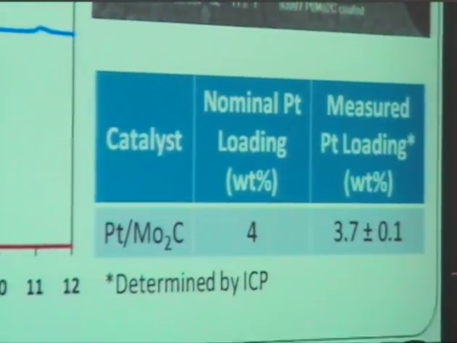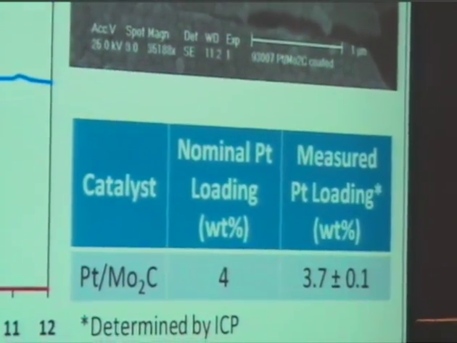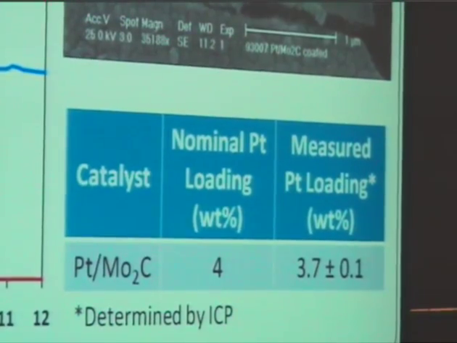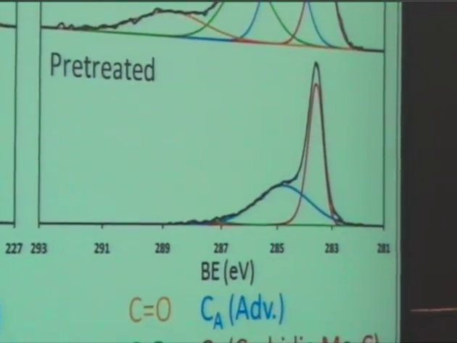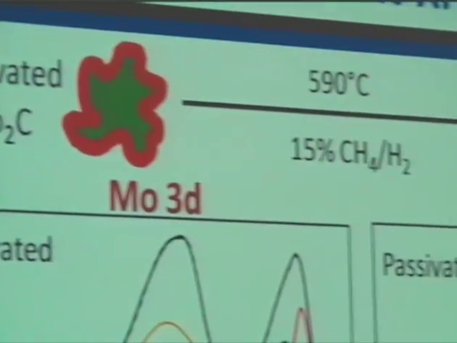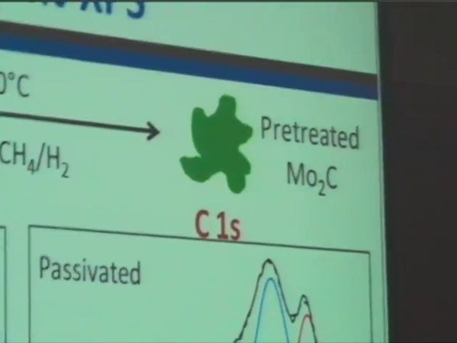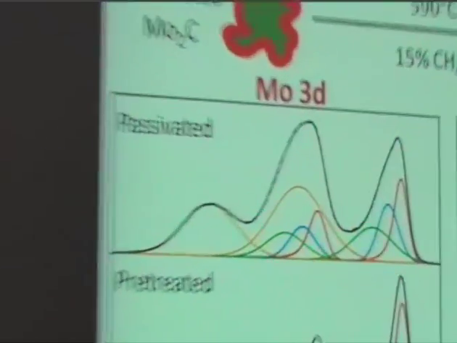And this was further confirmed: our nominal weight loading was met, using ICP, with about 3.7 weight percent. Now, before we run these catalysts for the reaction, since we have to passivate the surface, we have to remove that passivation layer to further activate the catalyst. So we pre-treat these catalysts in 15% methane hydrogen at 590 degrees C.